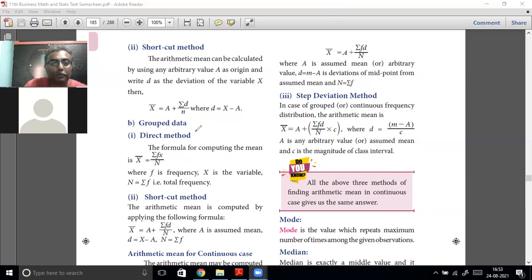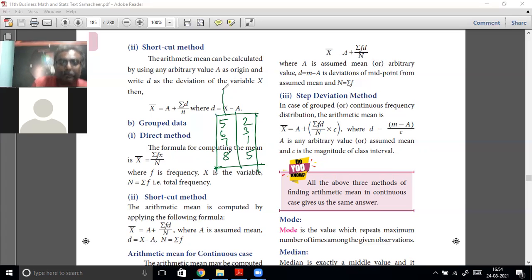Okay. Then group data. See, don't confuse group data with continuous data. Group data means you have frequency. X is occurring. 5 is occurring 2 times. 6 is occurring 3 times. 7 is occurring 1 time. 8 is occurring 5 times. Like that, if you give, what happens?